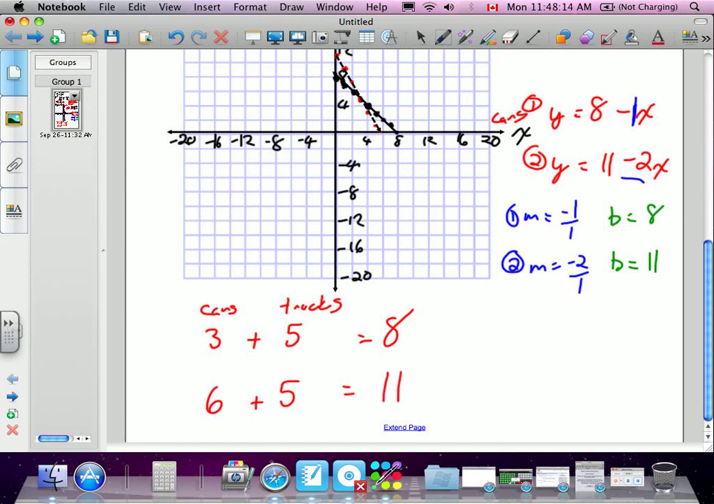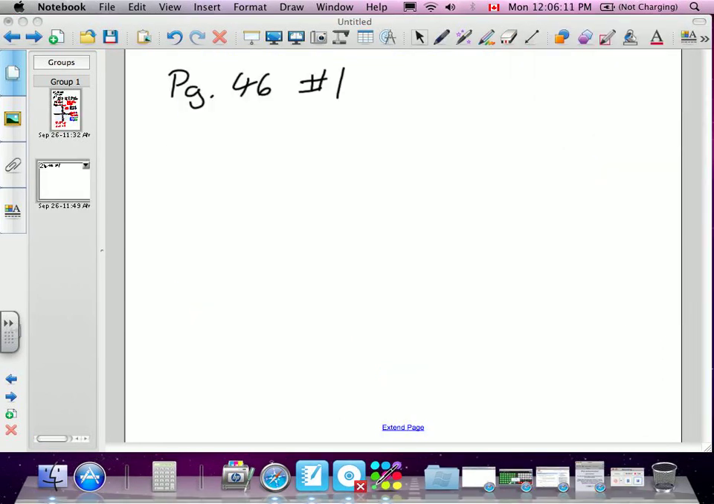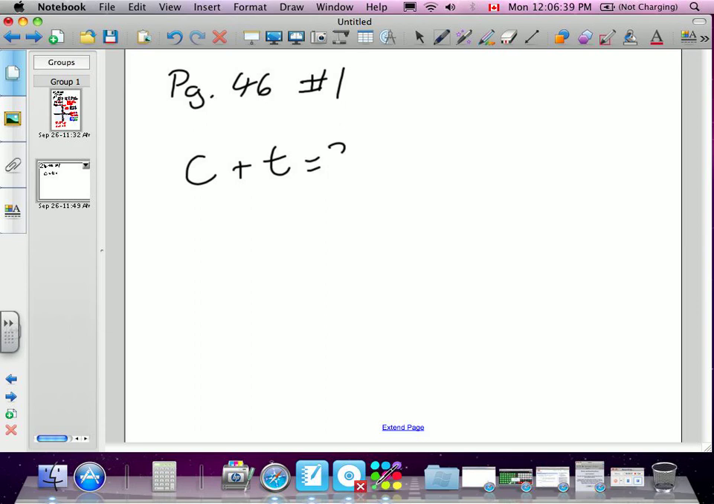It says Leanne works at a greenhouse. She needs to plant a total of 32 bulbs. 2 types of bulbs are available. She's asked to plant 3 times as many crocus bulbs as tulip bulbs. How many of each should she plant? Okay, so let's reread it again. She's told to plant a total of 32 bulbs. So we know that crocus bulbs plus tulip bulbs are going to be what? 32. So the total amount of bulbs, crocus plus tulip bulbs, would be 32.